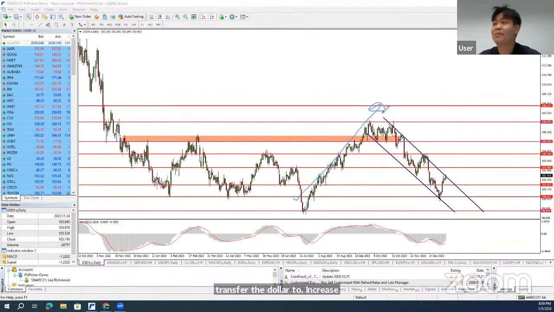But after that, because the US economy already slowed down and inflation already slowed down, this is the reason why the Fed decided to pause the interest rates.